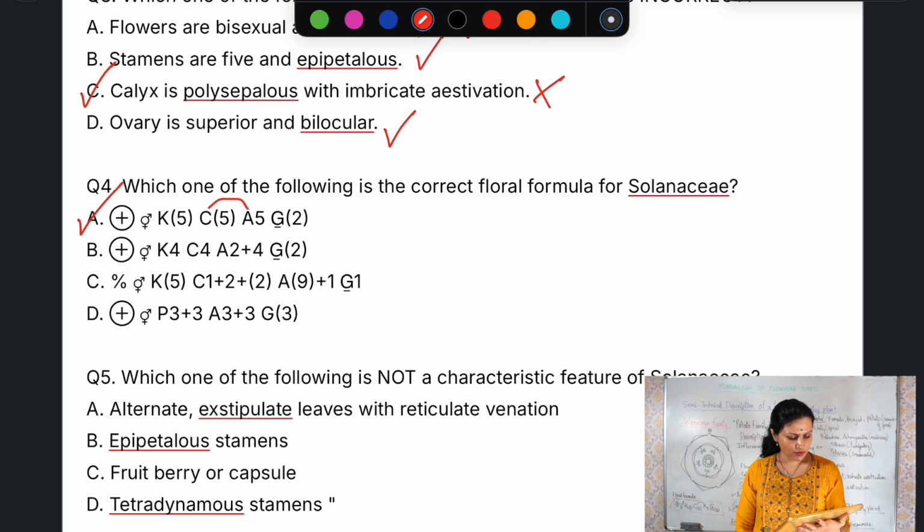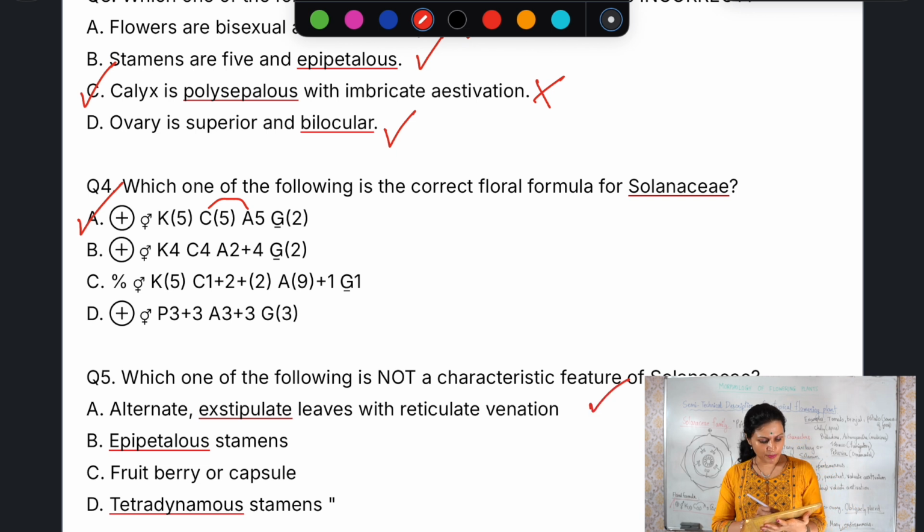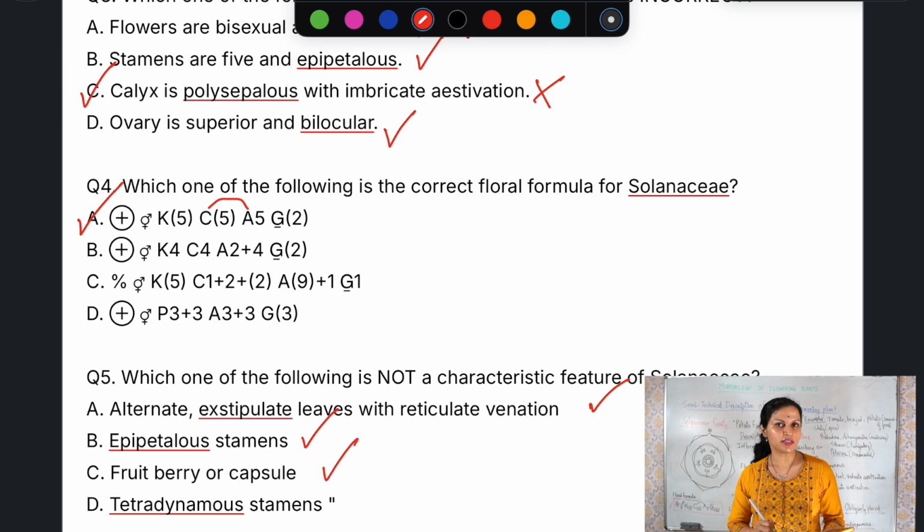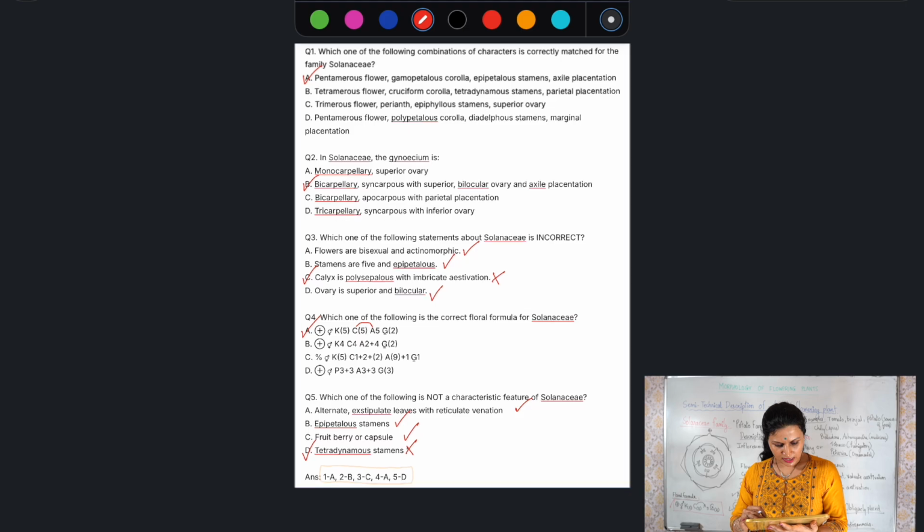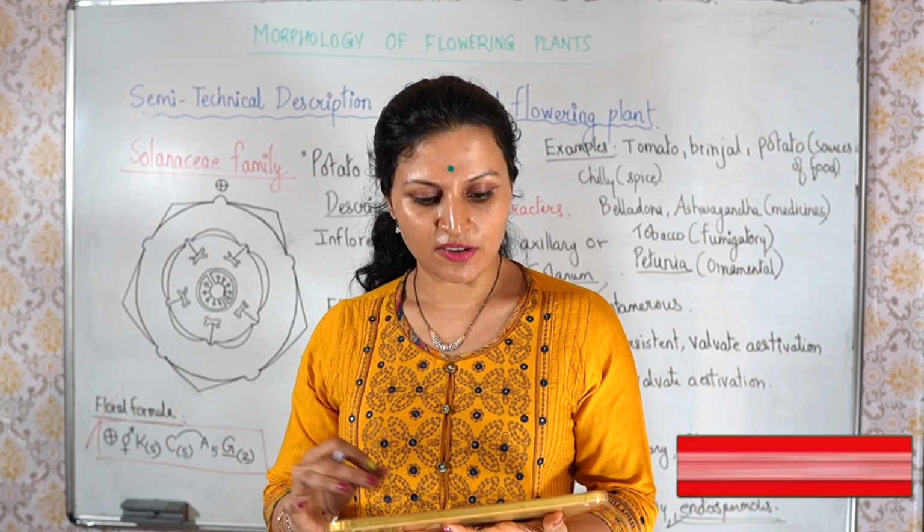Next, question number 5. Which one of the following is not a characteristic feature of Solanaceae? Alternate exstipulate leaves with reticulate venation. This is right. Epipetalous stamens is correct. Fruit berry or capsule is correct. Tetradynamous stamens is not a characteristic feature of Solanaceae. It's a feature of Brassicaceae family. So this is wrong. So 5 will be D. So 1A, 2B, 3C, 4A and 5D. That will be the sequence.